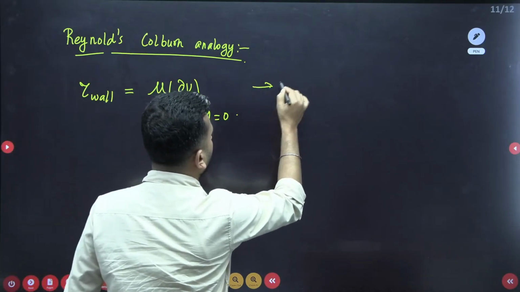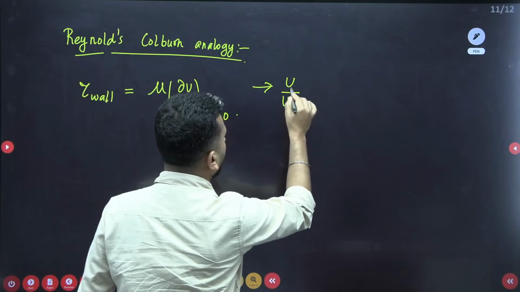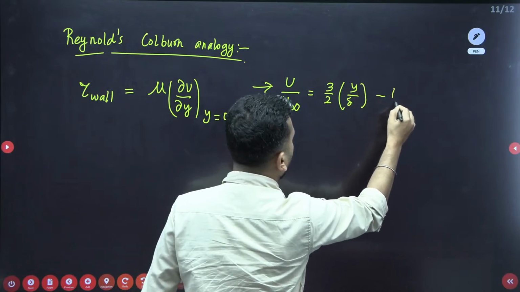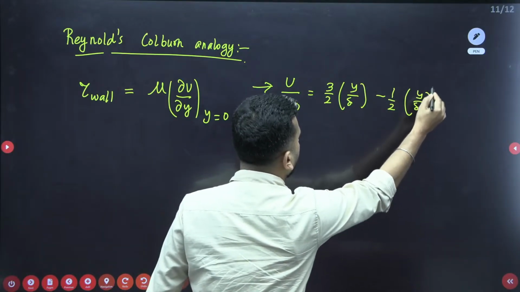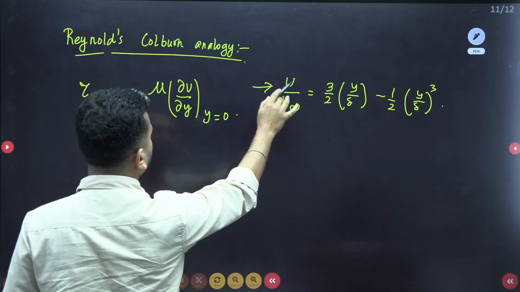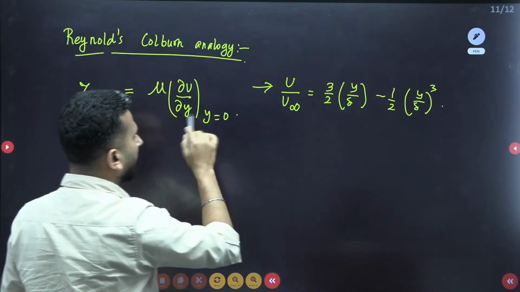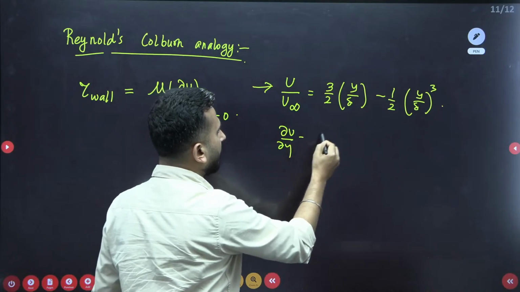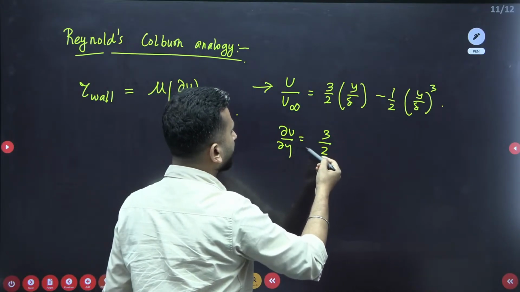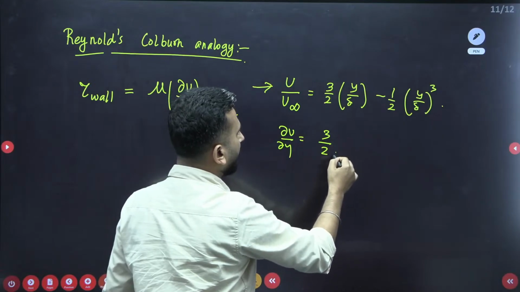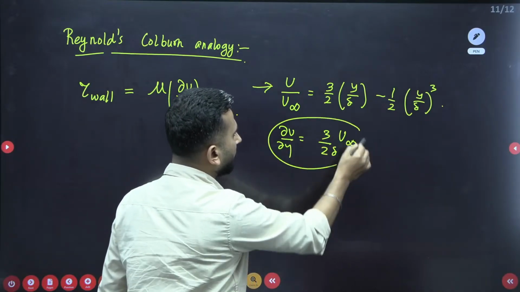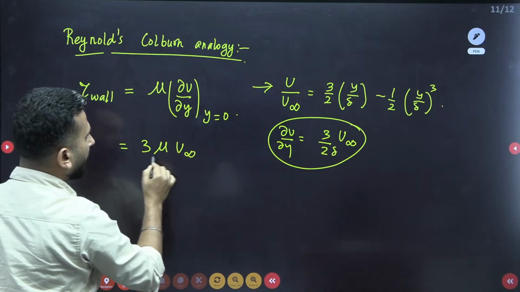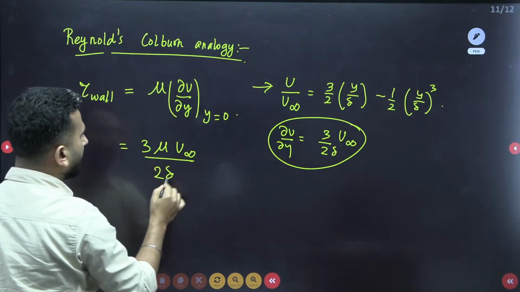Obviously, some velocity profile will be given to you where u by u infinity, I can write as 3 by 2 y by delta minus half y by delta to the power cube. Assume that this is given, del u by del y at y equal to 0, you can very easily substitute, it is 3 by 2 delta. If you put that over there, you will get 3 mu u infinity by 2 delta. This is the value.